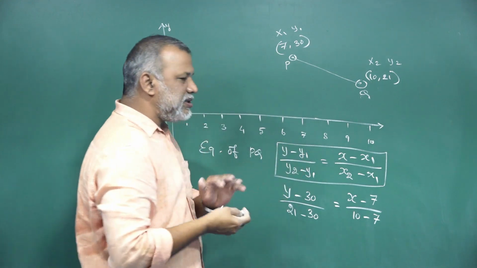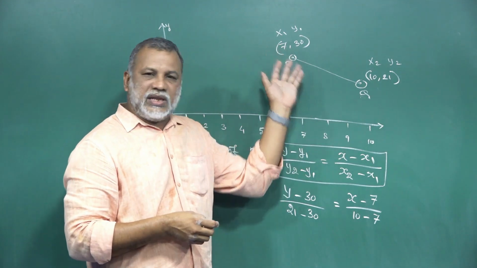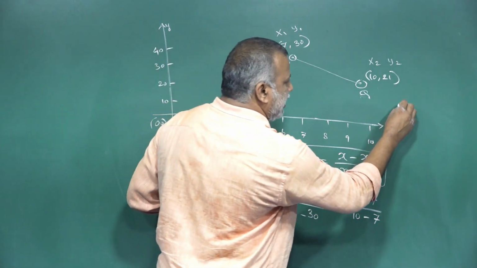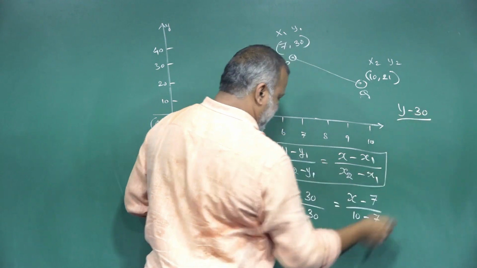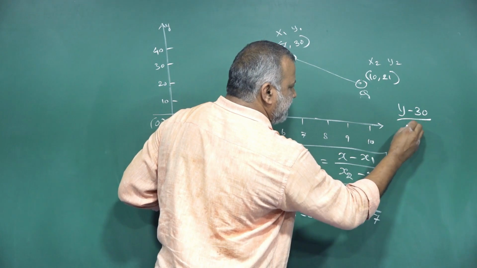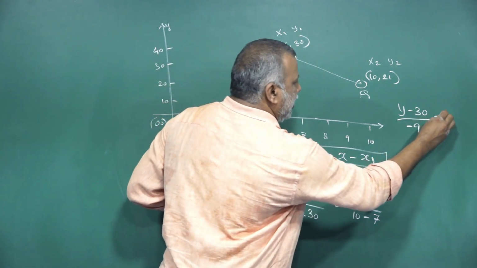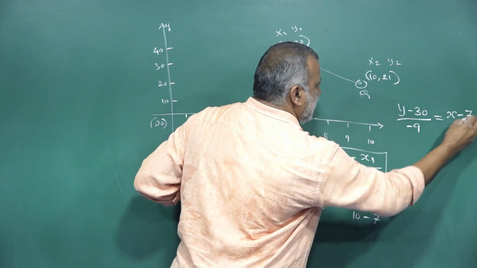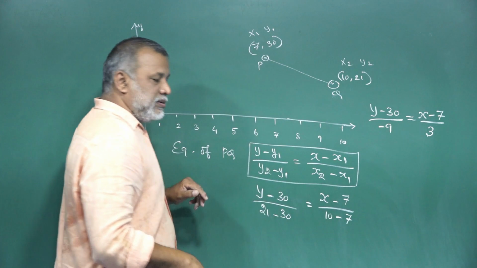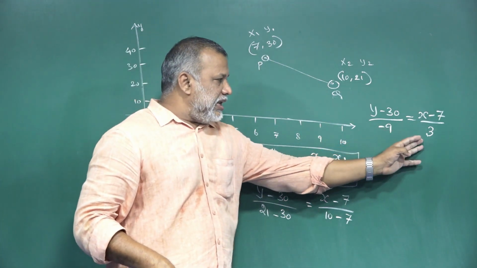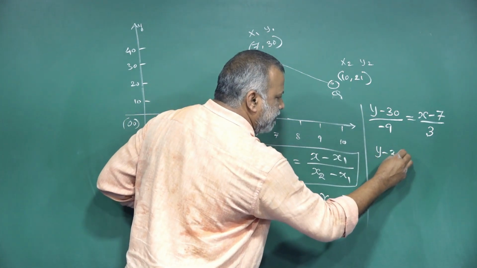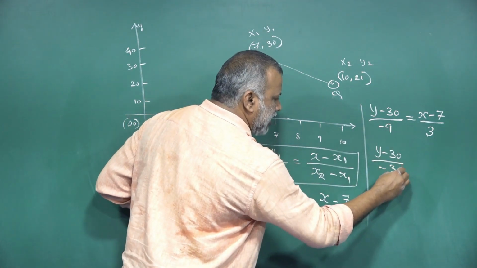From your lower classes onwards, you are using the same concept, the equation of the line joining any 2 points. Now we have to simplify this one. In your numerator, y minus 30 divided by 30 minus 21, we can get 9 with the negative, equal to, in your RHS, x minus 7 divided by 10 minus 7, we can get 3. So we have to cancel this 3 and 9. So the numerator becomes y minus 30 divided by minus 3.